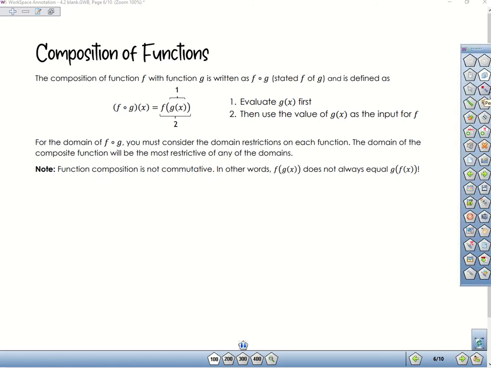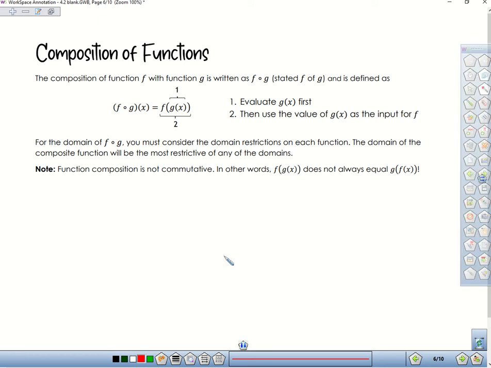So we're going to continue with our notes, and we're going to be talking about composition of functions. So the composition of function f with function g is written as f of g. It's this little circle, like an open circle symbol. And it's defined as f of g is equal to, where you take the f of x function and you plug g of x inside of it. So you evaluate from the inside out, typically.